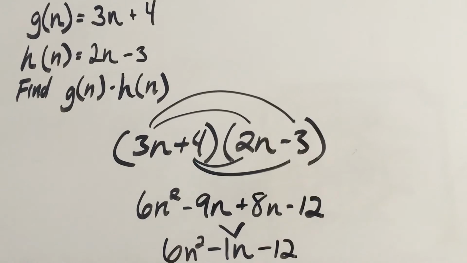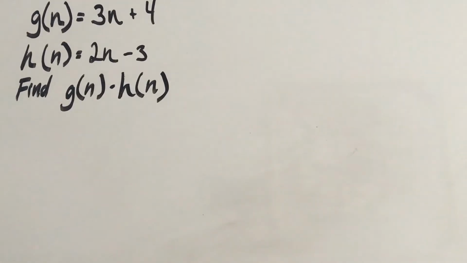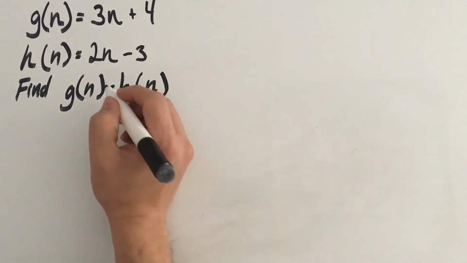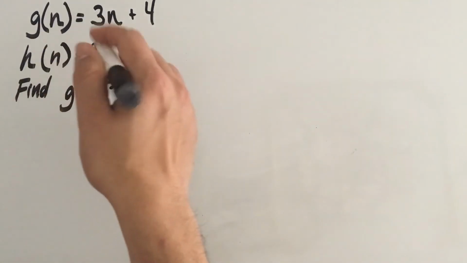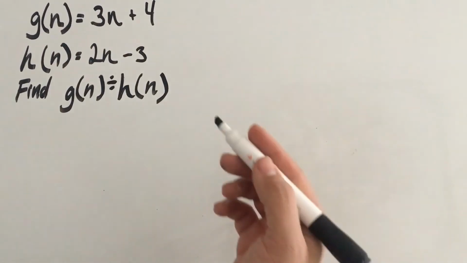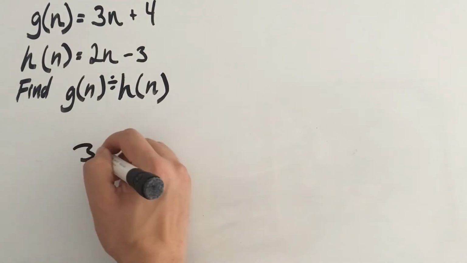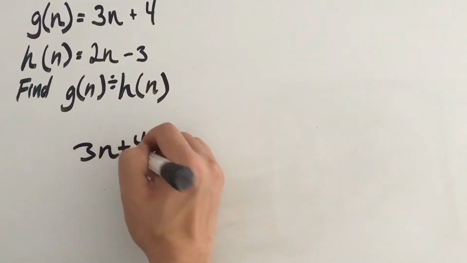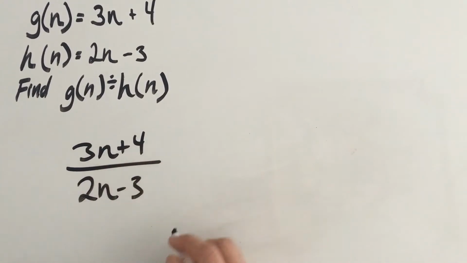Okay, now if you're going to do the same thing with division, okay, I'll show you how to set that up. Now let's just say this is asking us to divide these two functions here, okay? You're going to set them up like a fraction, so you're going to have 3n plus 4 on top, and 2n minus 3 on the bottom.